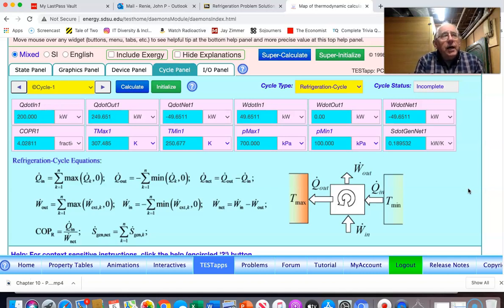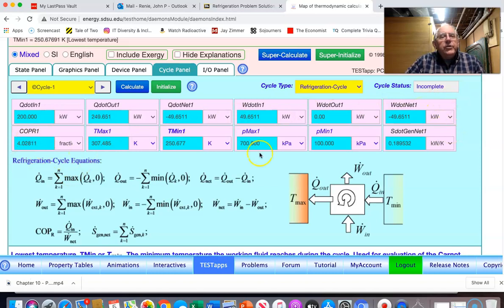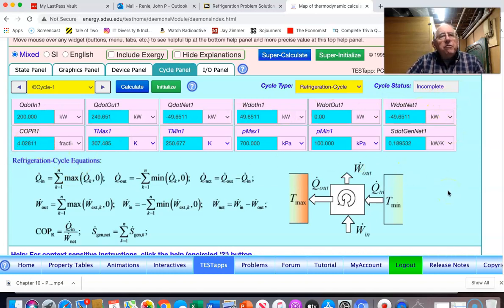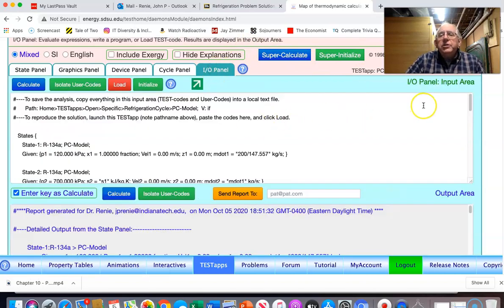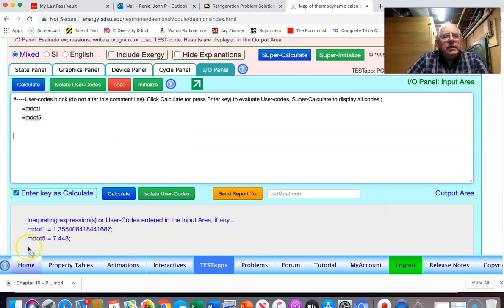And again, because that extra device that we put in to get the cooling water flow rate does not have an impact on any of the heat transfers or any of the works, we can then determine the COP for the refrigeration cycle. We can go to the I/O panel to finish this up, and we can select and have it print out the m dot of 5, and we see that it's now 744.8.